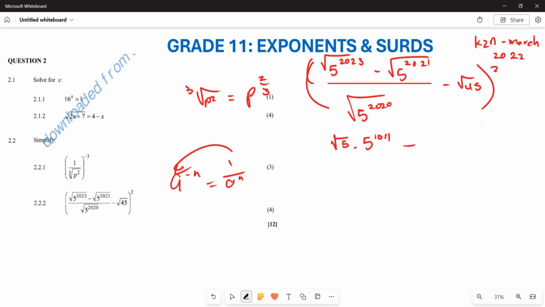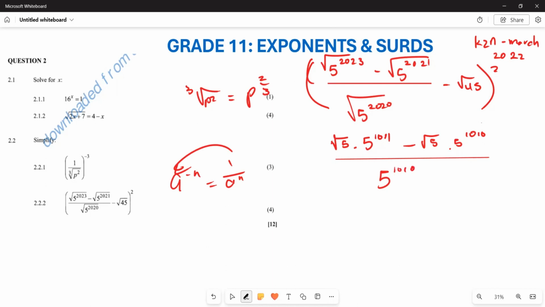And this other one here can still be represented as 5 multiplied by 5 to the power of 1010. Now, over your denominator, what are you going to have here? If you look at the root of 5 to the power of 2020, this can still be written as 5 to the power of what?